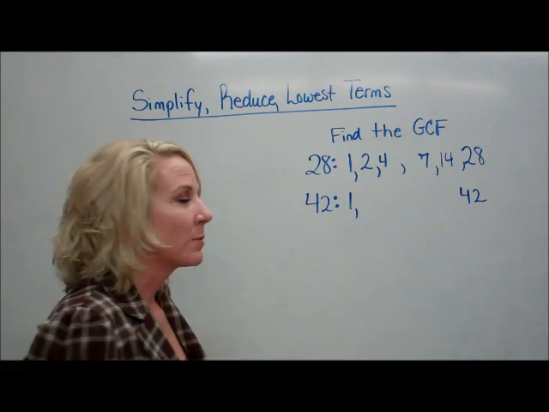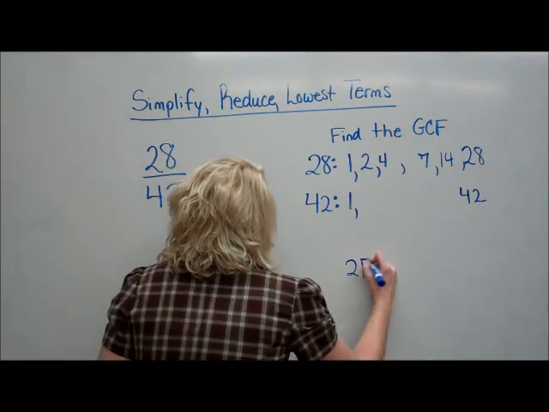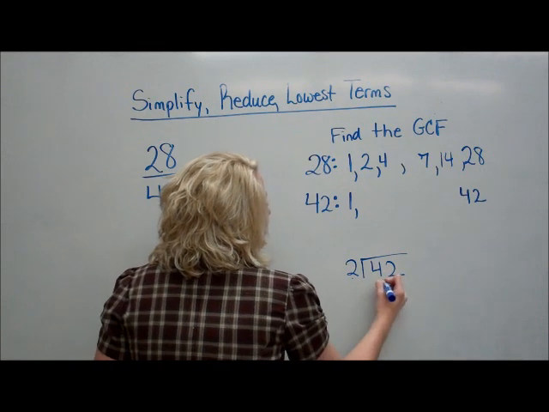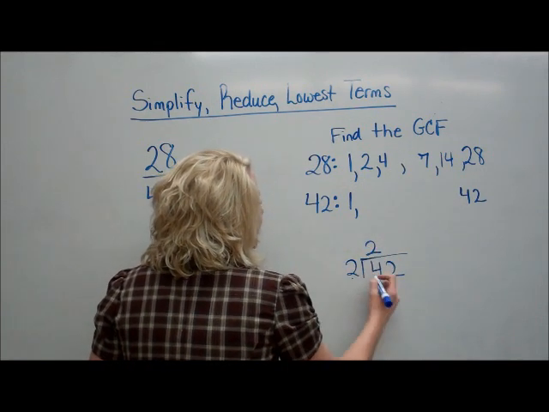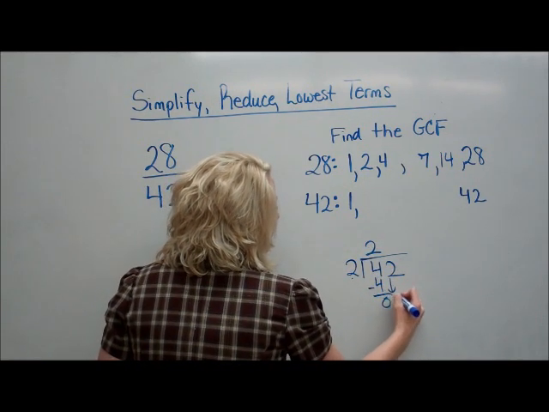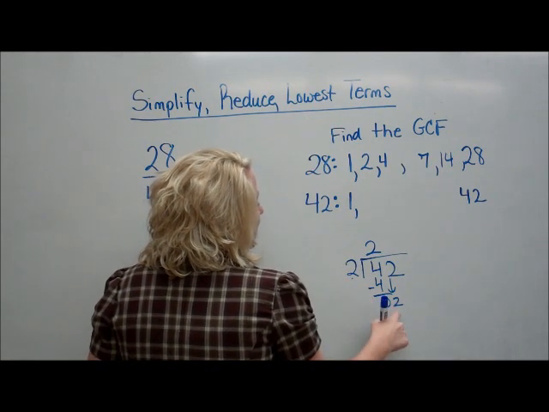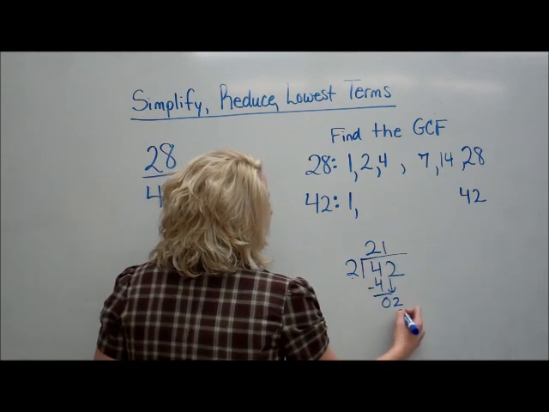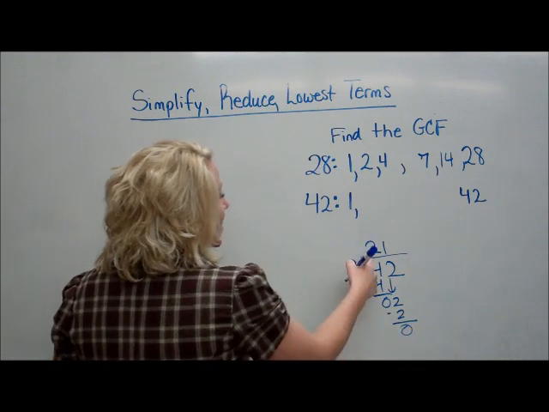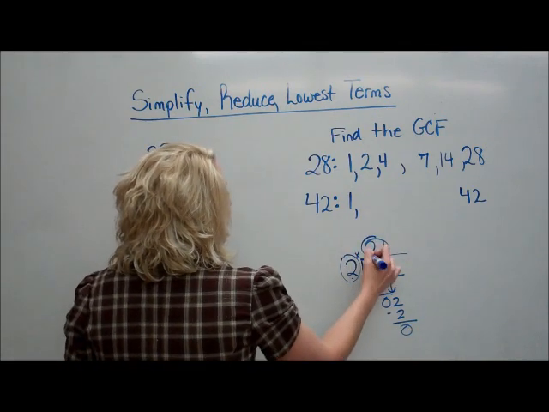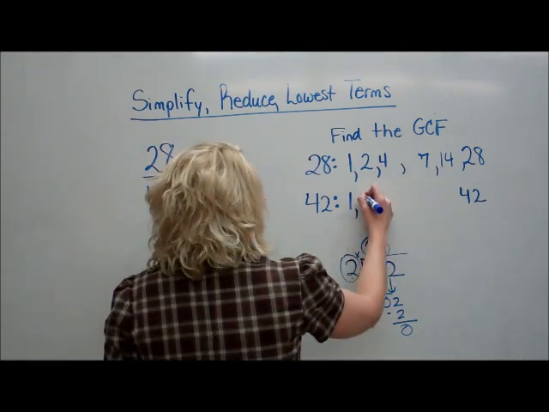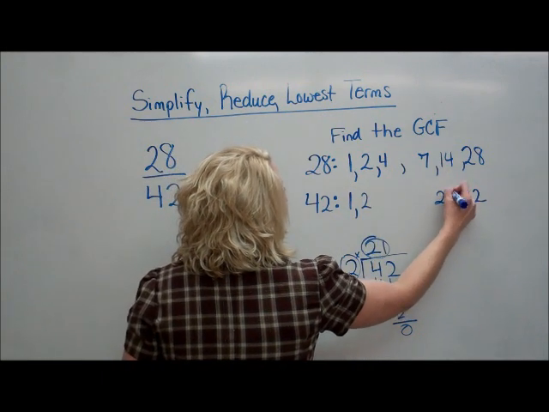If they don't know what to multiply by, they can go ahead and do the division on a separate piece of paper. 2 divides into 4 2 times. 2 times 2 is 4. Bring down the 2. 2 divides into 2 one time. 1 times 2 is 2. Subtract. No remainder. So again, 2 times 21 equals 42. So we put the 2 here and the 21 here.